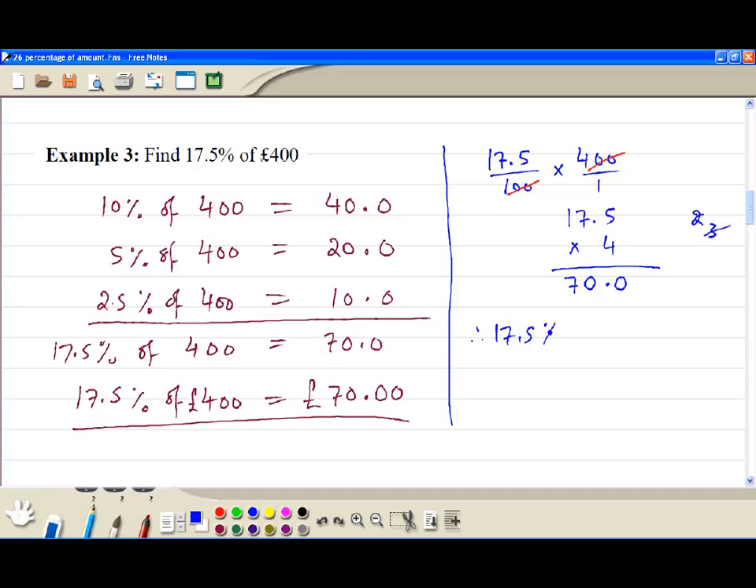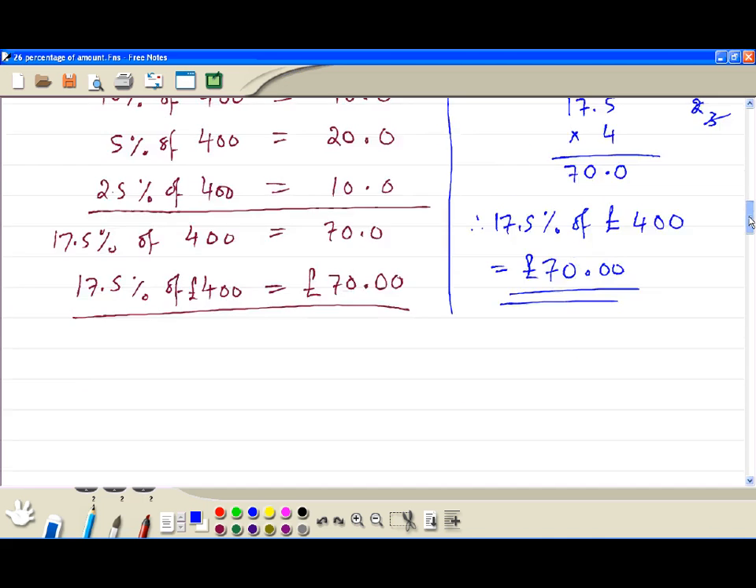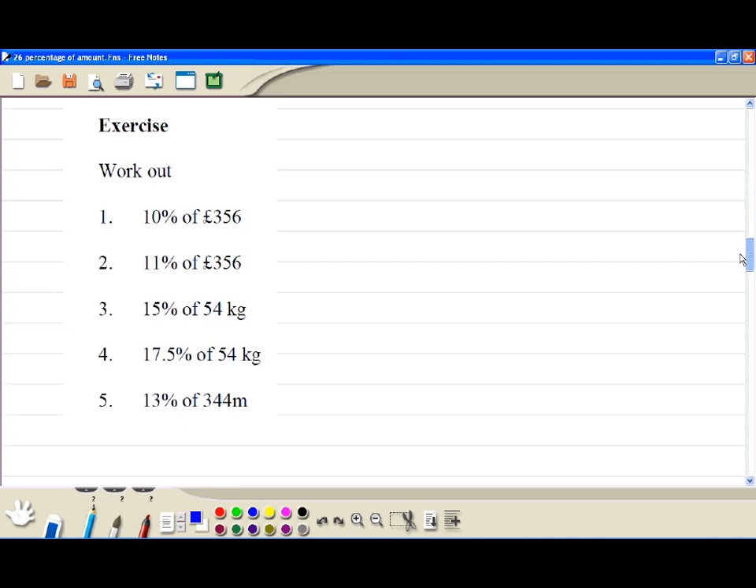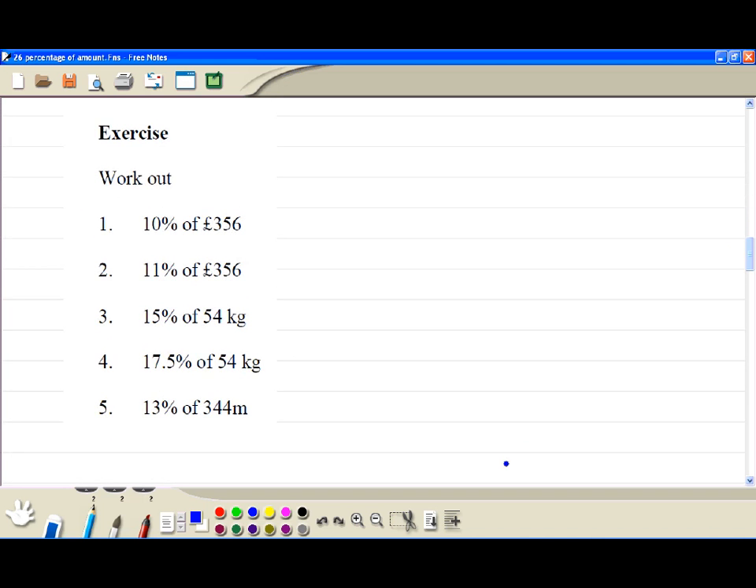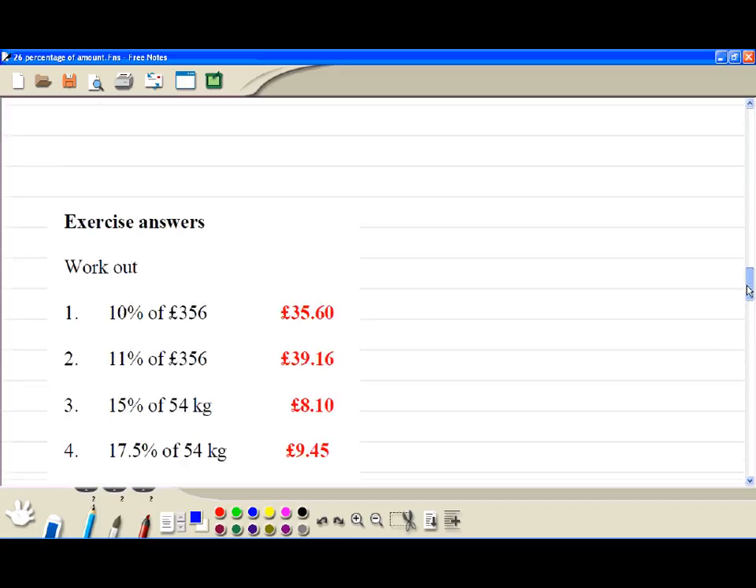So therefore 17.5% of £400 is equal to £70. Now do this exercise yourself, and when you've done it, then check the answers. Here are the answers.